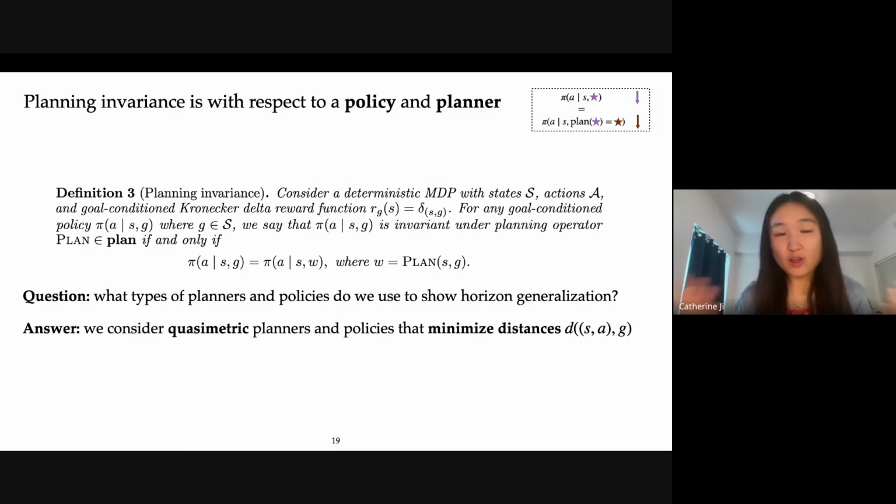We have a lot of different options here, but for simplicity, we consider a class of planners and policies that we term quasi-metric planners and policies. And what this means is that these planners and policies are just trying to minimize some distance function between state-actions and goals, where this distance function just has basic nice properties that allows us to do some theory.